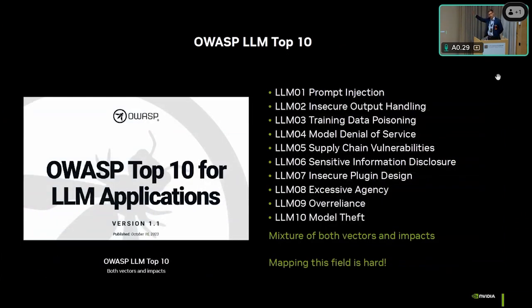Here's the top 10 from OWASP. These appeared in both lists. The avid listener will have noticed there's a mixture of both vectors and impacts. Model theft is kind of an impact. Sensitive information disclosure is an impact. Prompt injection is more like a technique. So they're just telling people the top 10 things to worry about.